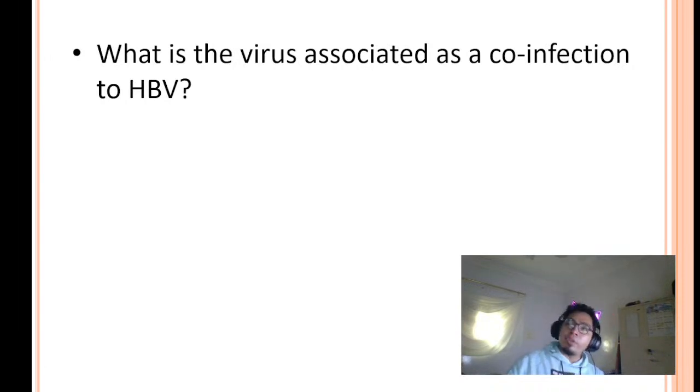Without looking at your notes, this is a board exam question. It's a must know. I would like you guys to put a star on this particular slide, highlight this, or do whatever you want as long as you remember it, because this will be asked in the board exam. Which virus is a co-infection to HBV? Without looking, and I don't want Hepatitis B. Hepatitis D, sir.